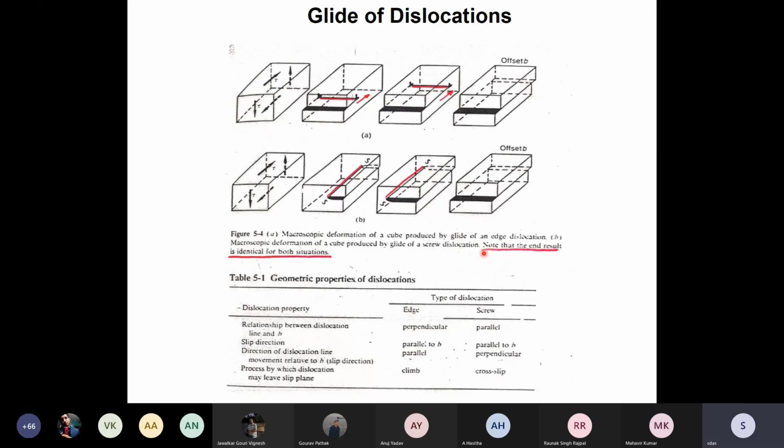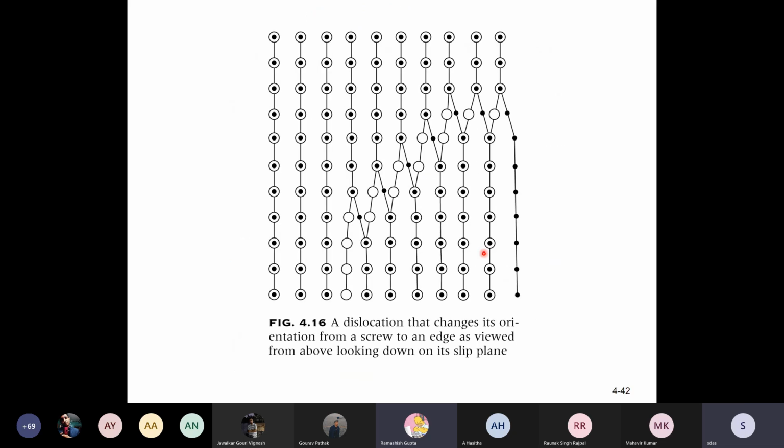Can it move from one slip plane to another slip plane? Any other means? If the slip planes are parallel to each other.